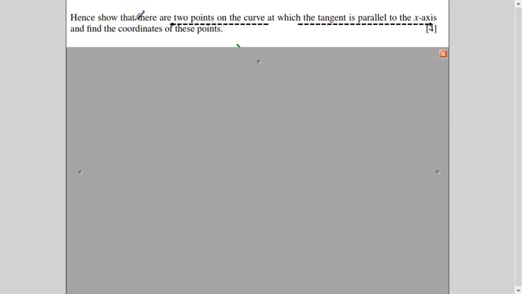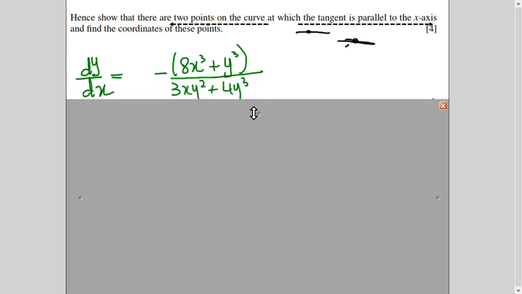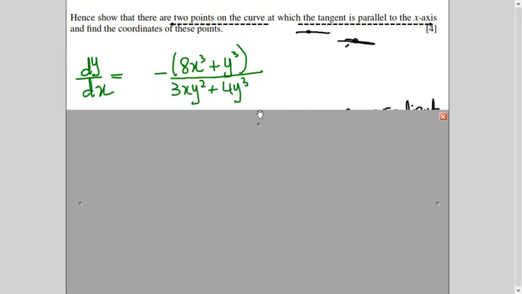Now part 2 is saying show that there are 2 points on the curve at which the tangent is parallel to the x-axis. So basically you don't know the curve, whatever the shape of the curve, but there are 2 tangents which are parallel to the x-axis, and the points on those tangent or the curve you have to find out. Okay, so now let's go to the gradient function. This was the gradient function.